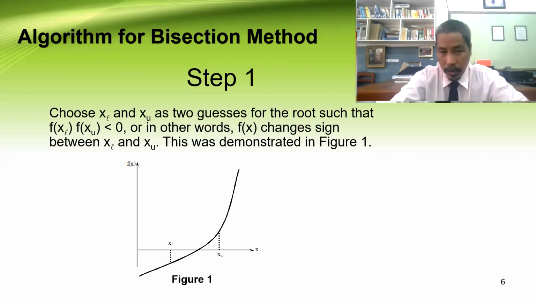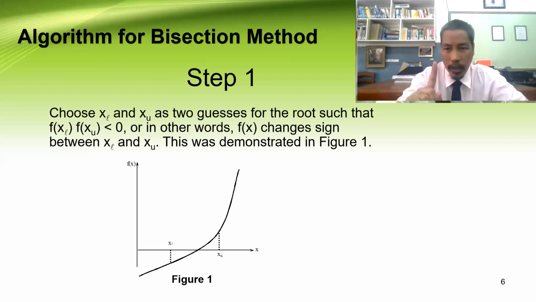So let's choose XL and XU as two guesses for the root, such that if we multiply function f(XL) times f(XU), the answer is negative, or less than 0. Or in other words, f(x) changes sign between XL and XU. This was demonstrated in figure number 1. So we must have two guesses.